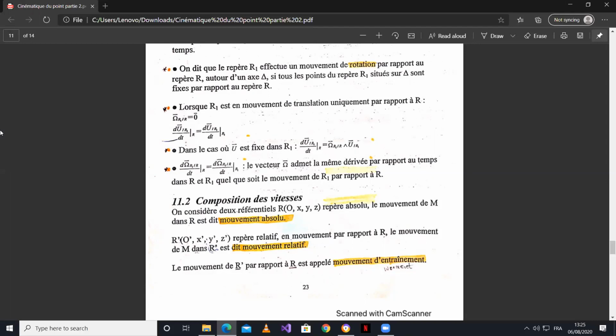That's d'entraînement. So we are going to find vitesse d'entraînement, accélération d'entraînement. So when we say vitesse d'entraînement, it's the vitesse of that référentiel par rapport à un autre référentiel. And when we say accélération d'entraînement, it's like the acceleration of one référentiel with respect to another référentiel.